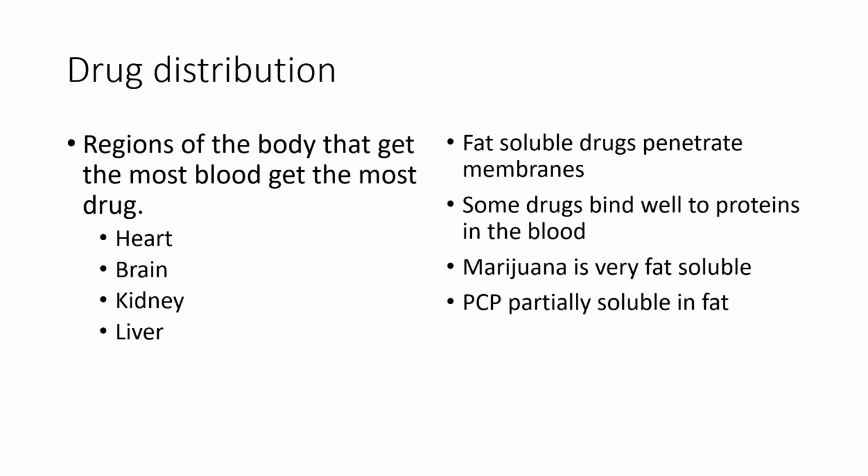Fat-soluble drugs penetrate membranes. Some drugs bind well to proteins in the blood. Marijuana, for example, is very fat or lipid soluble. PCP is partially soluble in fat. This explains why these two drugs, being more fat-soluble than water-soluble, are present in the body longer and show up on drug tests far longer than water-soluble drugs.